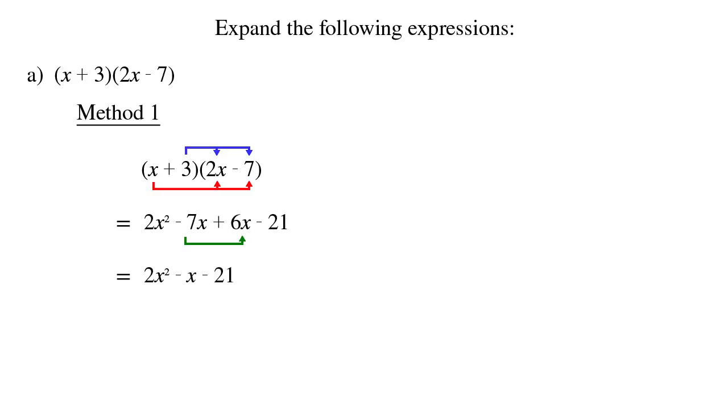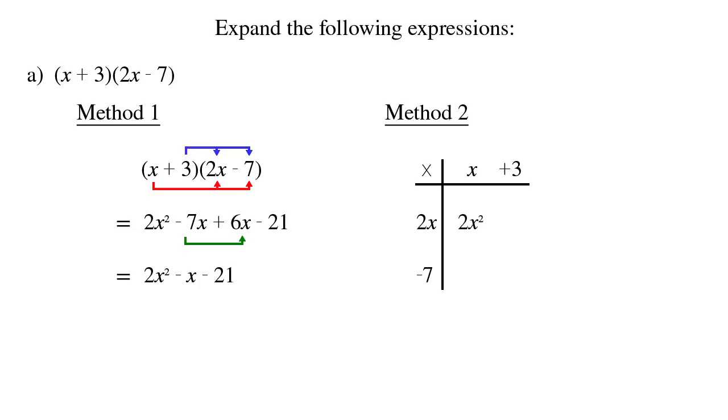Now that's method 1. Method 2 is the grid method. We draw a grid with a times sign. We take our first bracket, x plus 3, and add it to the top of our grid. We then take the second bracket, 2x minus 7, write the 2x in the first position and the minus 7 in the second position. And then we multiply out as we would normally in a multiplication grid. So 2x times x is 2x squared, 2x multiplied by plus 3 is 6x, minus 7 multiplied by x gives minus 7x, and finally minus 7 times plus 3 gives us negative 21.